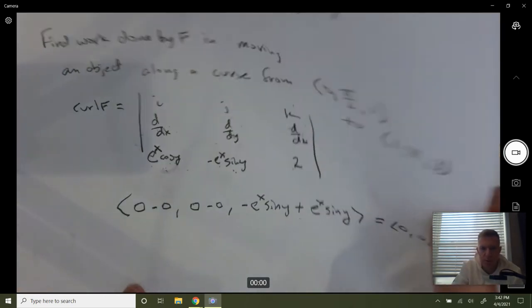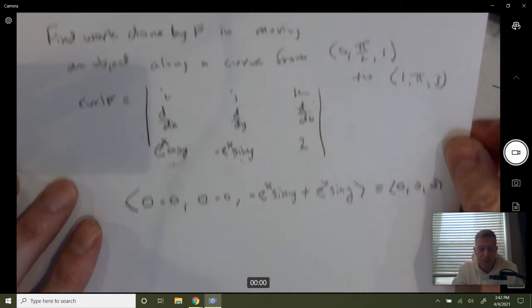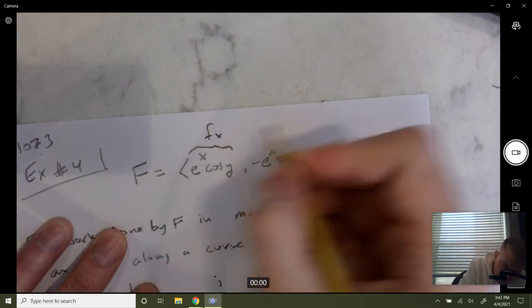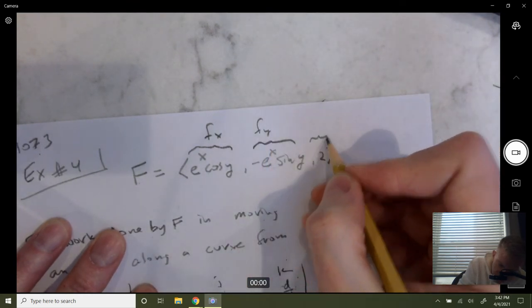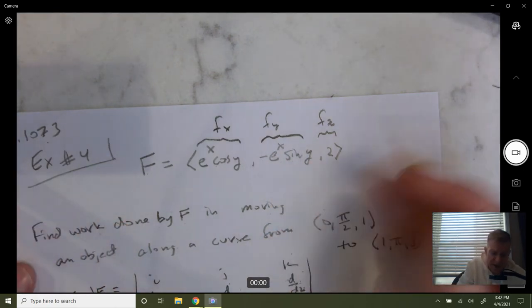So the curl is 0, which means F is conservative. So what we're going to do is find our potential function, meaning this thing has to be an x derivative, this thing has to be a y derivative, and this thing has to be a z derivative. So I'm going to start with f_x.